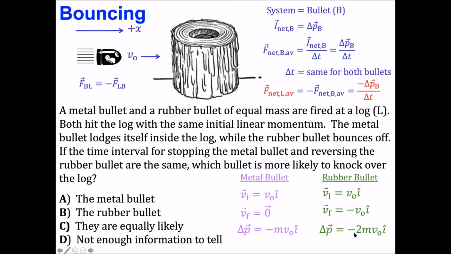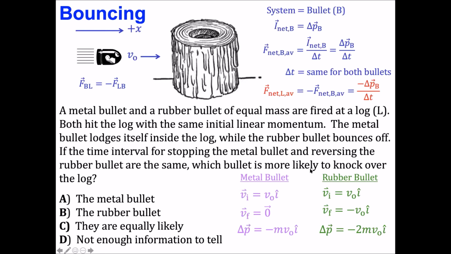And what we'll get is -2 times the mass of the rubber bullet times its initial speed times the i hat unit vector. And it should be readily apparent, since both bullets have the same mass m and the same impact speed v0, that the rubber bullet has twice the change in linear momentum than the metal bullet. As a result, this larger change in linear momentum that the rubber bullet has is going to exert a larger average net force on the log.